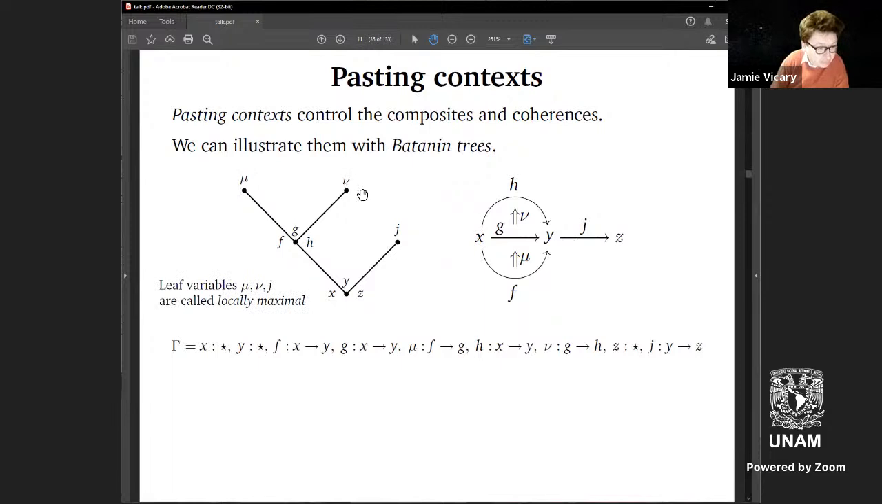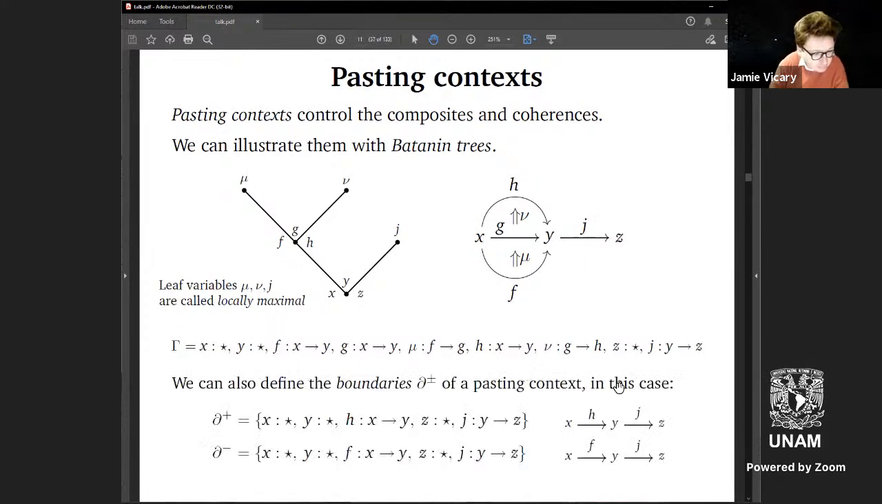Now, some of these variables are leaves of the tree. They're the variables here, mu and nu and J, which are not the boundary of some other variable. We call these locally maximal. We can identify them easily because they're the leaves. And somehow, if you know what's happening with all the locally maximal variables, you know about everything, because between them, they sort of span the whole geometry of the pasting diagram.